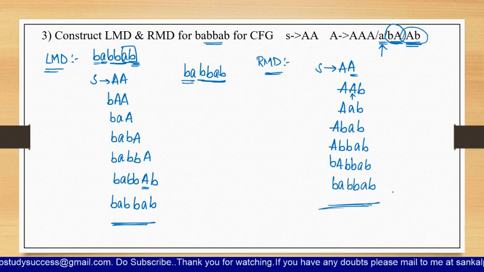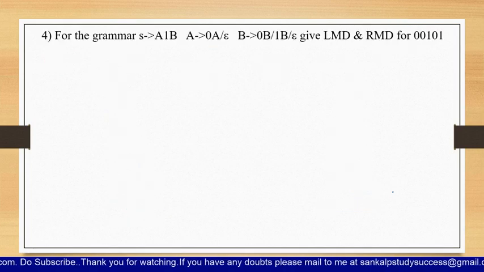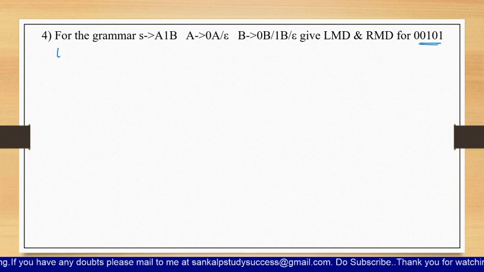So here we are having the leftmost derivation and the rightmost derivation. From the context-free grammar, we are going to derive it. So now let us see the next question, which is for the grammar S tends to A1B, A tends to 0A or epsilon, B tends to 0B or 1B or epsilon. For this context-free grammar, you are going to draw the leftmost derivation and the rightmost derivation for the input string 00101. So for this input string 00101, you have to derive the leftmost derivation as well as the rightmost derivation.